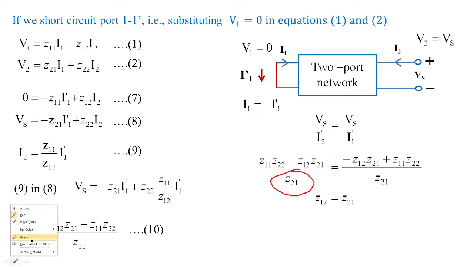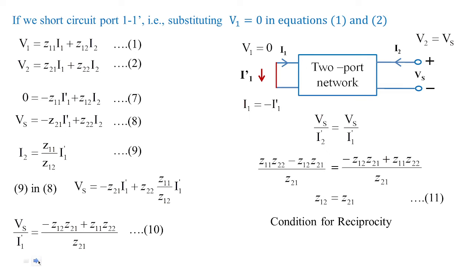first condition under Z parameters. Let me treat this equation as 11, where we got the reciprocity condition for Z parameters: Z12 is equal to Z21. Please make a note of this. Now this stands for the condition for reciprocity for Z parameters.